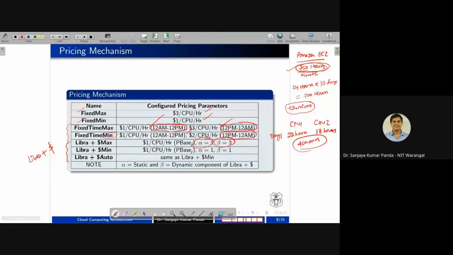Okay. Now coming to this slide, you can see in the Libra plus dollar max case, we are taking alpha equal to 1 and beta equal to 3. But when you go for minimum, alpha is equal to 1 and beta is equal to 1. And when the user selects auto mode, it is automatically decided. It is the same as the minimum mode. We take alpha equal to 1 and beta equal to 1. Obviously, in minimum mode we get fewer computational resources, and in maximum mode we get more computationally extensive resources.